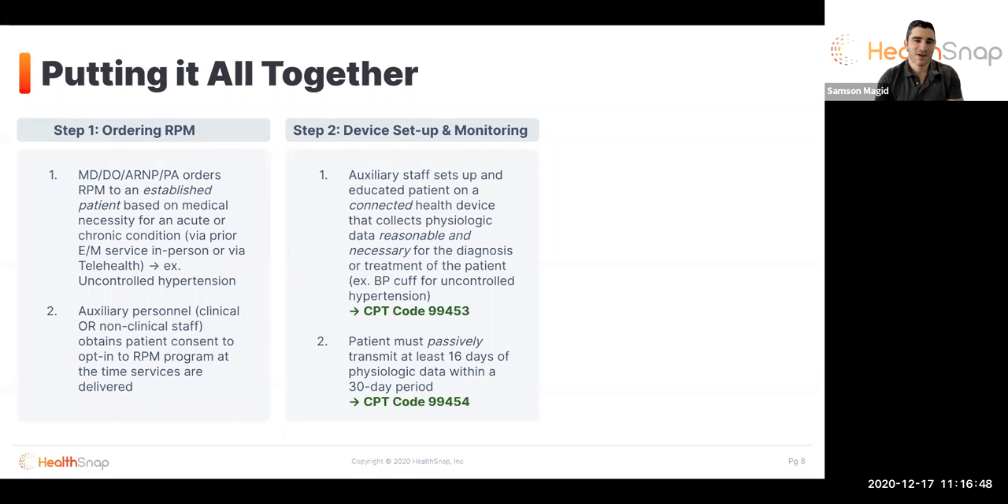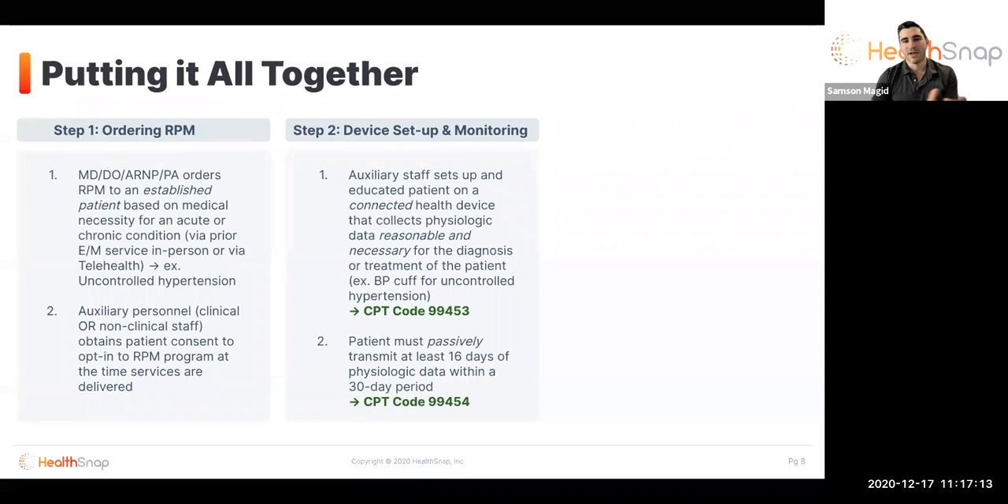And to clarify here, I put a little bit more that the data has to be reasonable and necessary based on that diagnosis. So you wouldn't monitor glucose for a patient with uncontrolled hypertension. It has to obviously be medically necessary for that condition that you're monitoring. So simple example, you're providing a blood pressure cuff and setting up the patient with that cuff at home for a diagnosis of uncontrolled hypertension.